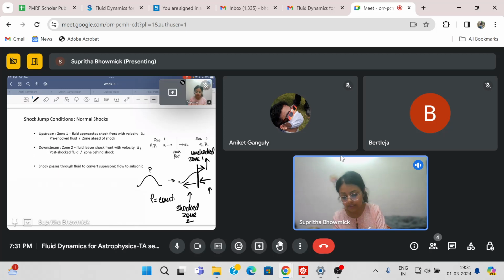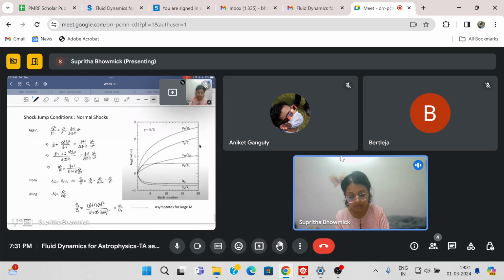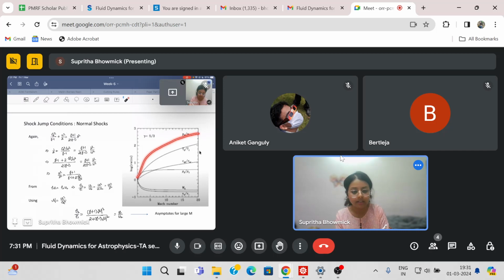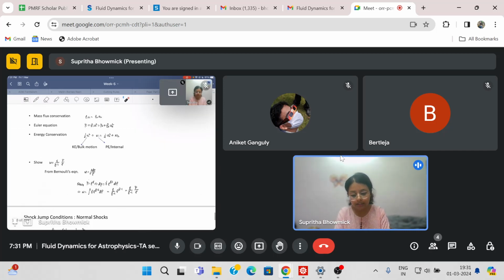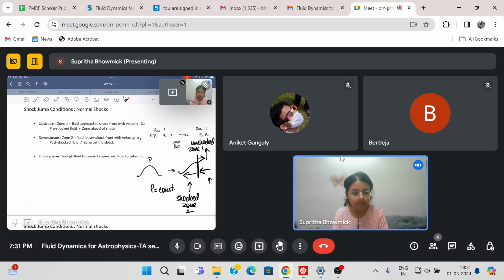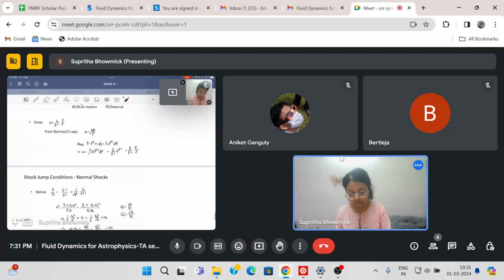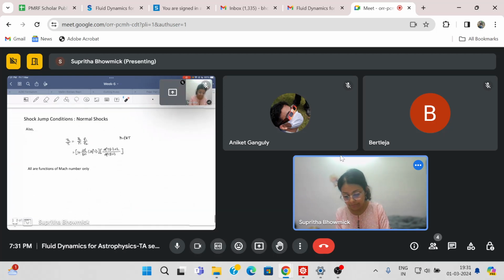Okay, which is basically just this situation inverted laterally. And that is exactly what you will see, because you will see that P2 by P1 is greater than 1 and it increases with Mach number. So this is the intuitive way to understand this. This region is the unshocked region, and this region is the downstream region. The fluid in this region has already been shocked, has already been affected by the shock front.